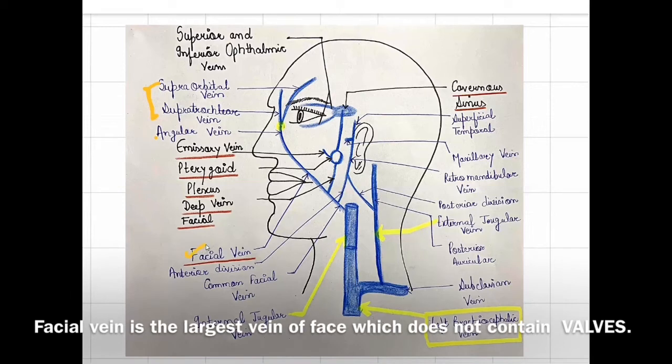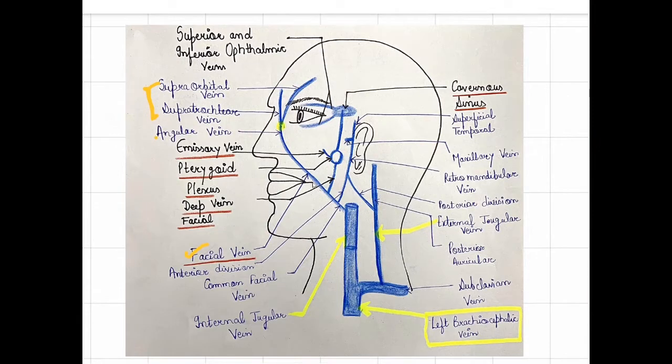Now this is a very important vein. Why is this important? This is the largest vein of your face which does not contain valves, right? It has a connection with the sinus present in your head, which is the cavernous sinus. This cavernous sinus is present as a pair on either side of the body of the sphenoid. Now via the deep facial vein, pterygoid plexus and the emissary vein, it is connected to this cavernous sinus.